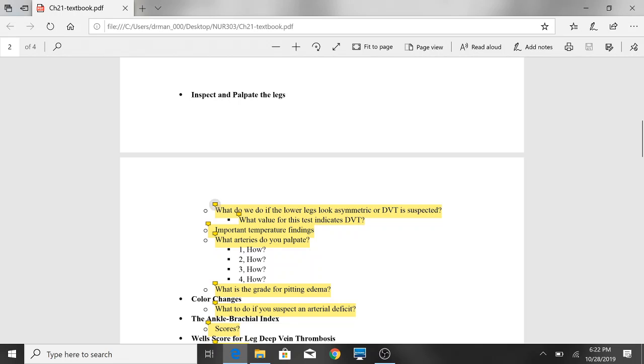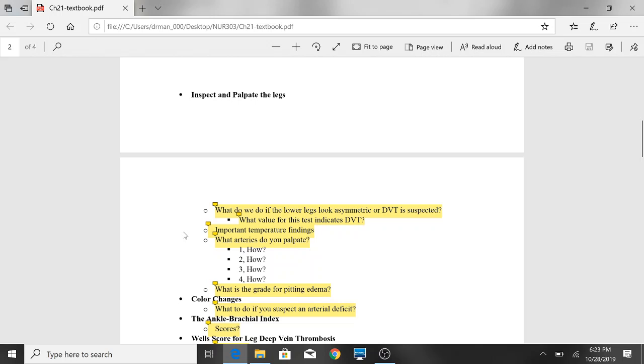Well, we're going to measure the calf at its widest point, and the goal is for them to be equal. If they're not, like if you have a difference of greater than or equal to 2 centimeters, that usually indicates DVT. Another thing I read about inspecting and palpating the legs was temperature findings. You start from the hamstrings and quads and go down to the calf. If it starts getting cooler as you go down, that can indicate arterial ischemia. It's pretty neat. And then we have arteries that we palpate.